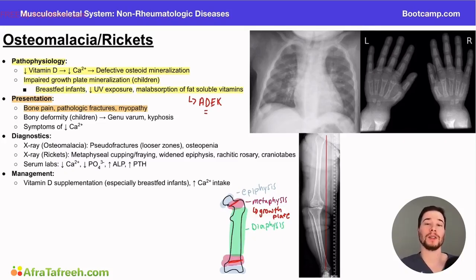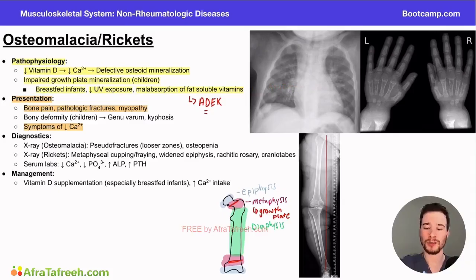You can find on physical exam that the bones are actually tender to palpation. In addition, patients can present with myopathy, which are signs of muscle weakness, cramps, maybe even spasms. And this has to do with the fact that these patients can actually show signs and symptoms of calcium deficiency. Remember, some of the classic signs of hypocalcemia are the spasms, the tetany, and the cramping of the muscles. And so that can be a way that these patients present.